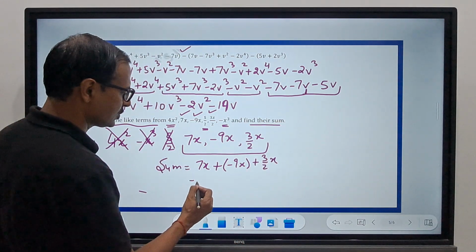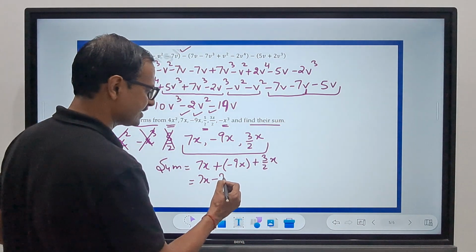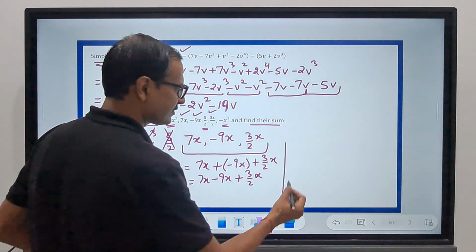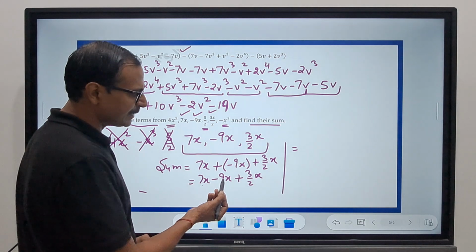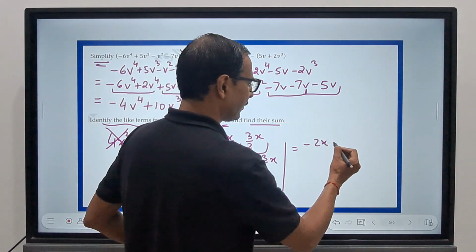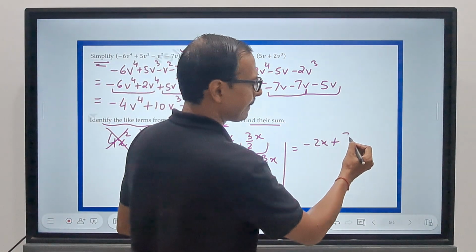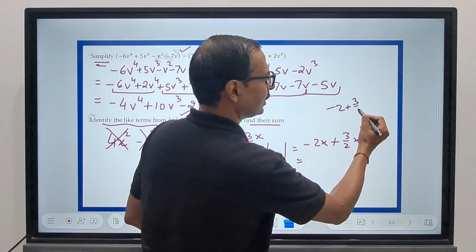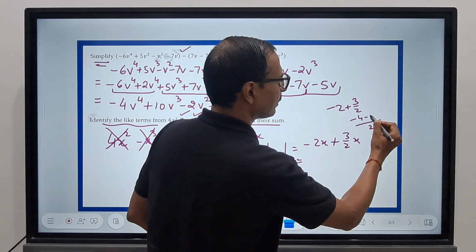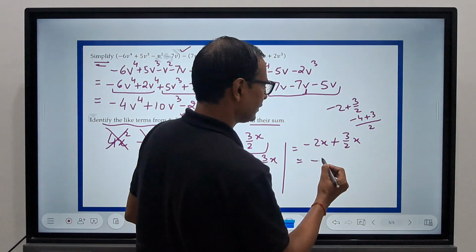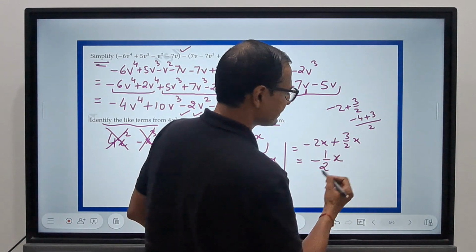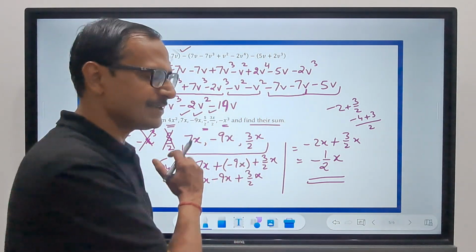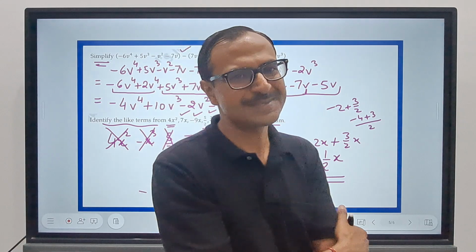Right? So 7x plus minus 9x plus 3 by 2x gives me what? 7x minus 9x is minus 2x and plus 3 by 2x. So what is minus 2 plus 3 by 2? It is 2 LCM, minus 4 plus 3, which is minus 1 by 2. So minus 1 by 2x. That is the sum of the 3 like terms which are given in this set of terms.